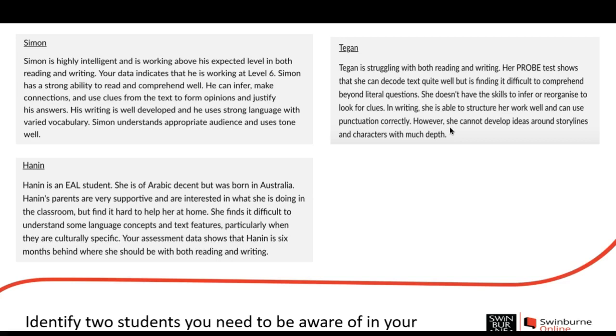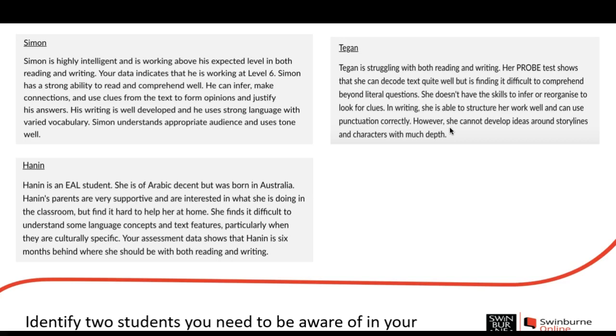We've got Tegan. She's struggling with both reading and writing. Her probe test, which is a reading comprehension test, shows that she's decoding pretty well, so we don't need to worry about any decoding strategies, but she is finding it tricky to comprehend things beyond a literal understanding. So when you do a probe test, there's all sorts of different comprehension questions that are asked. She wasn't able to reorganize and she wasn't able to infer and look for clues within the text.